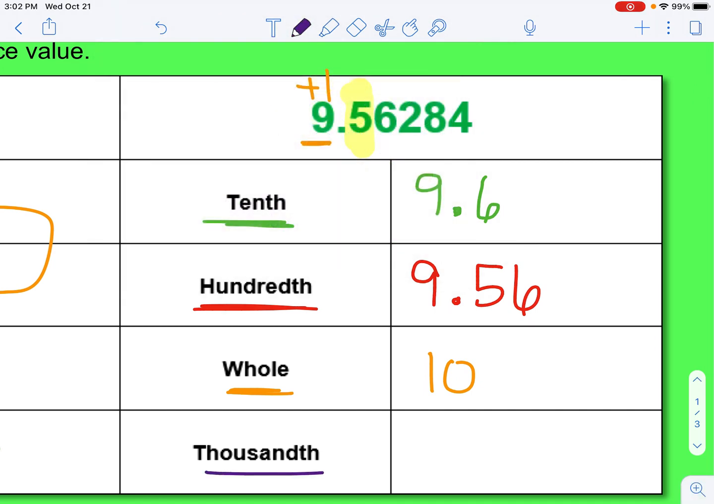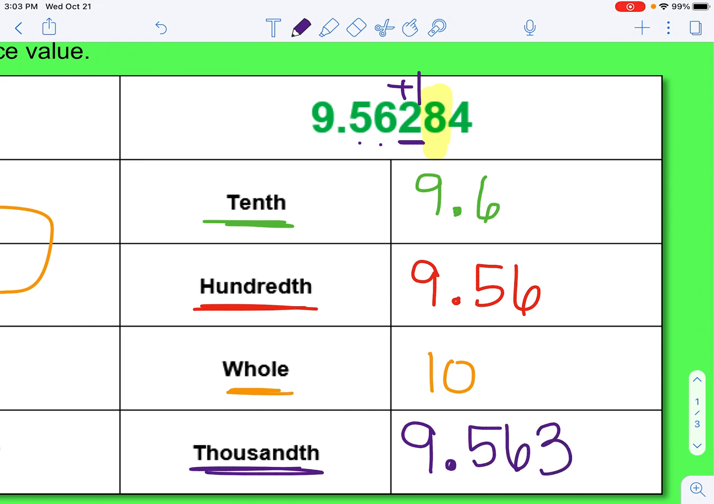Alright, and the last one, we're going to do thousandths. Let me erase this again. So what number is in the thousandths place? Tenths, hundredths, thousandths. It's this 2. So then I highlight the number to the right. That 8, is it 4 or less, or is it 5 or more? Right, it's 5 or more, so that means I'm adding 1 to the 2. So my new rounded number is 9 and 563 thousandths.